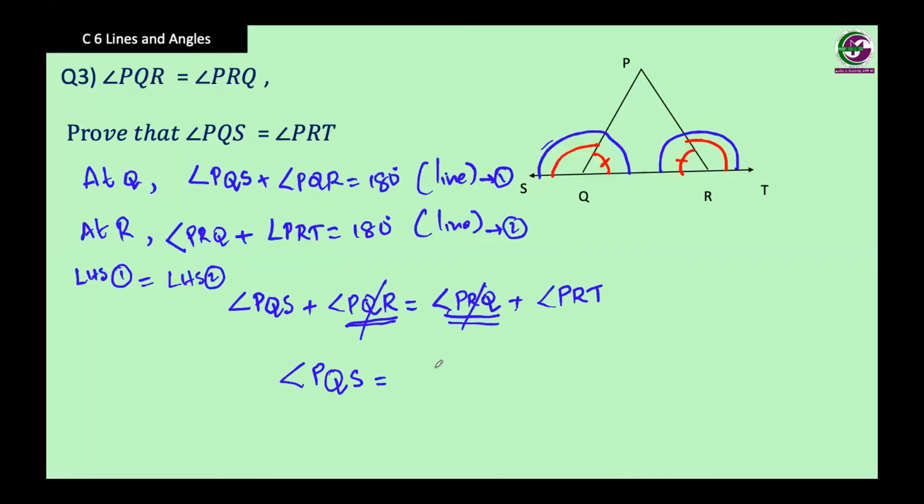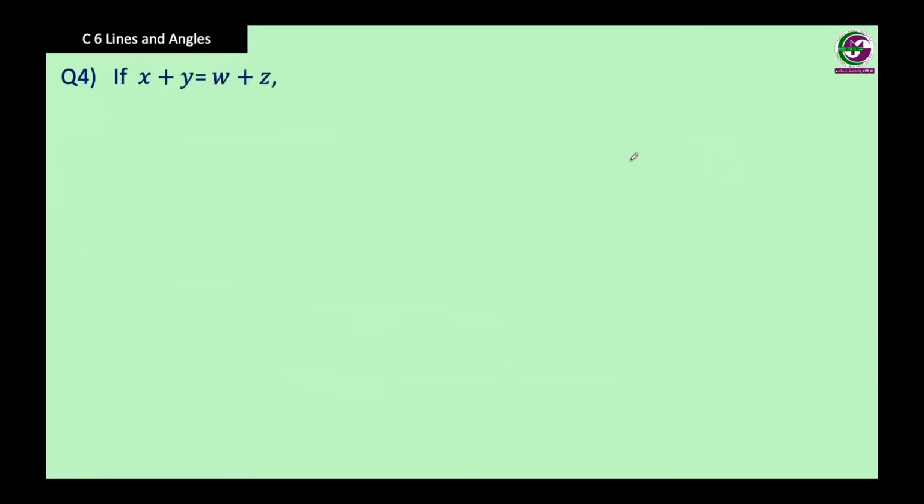PQS is equal to angle PRT. That is what we have to prove, and we proved it. So which means that at two given points, if two angles are equal, then the other two angles are also equal. Let's move on to question 4.